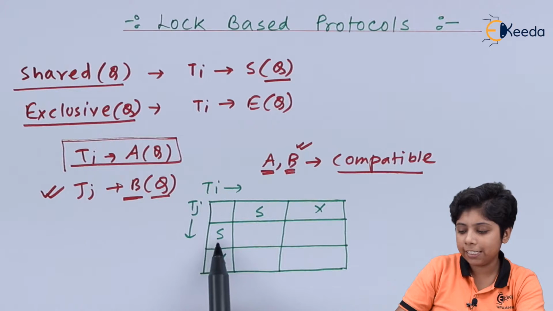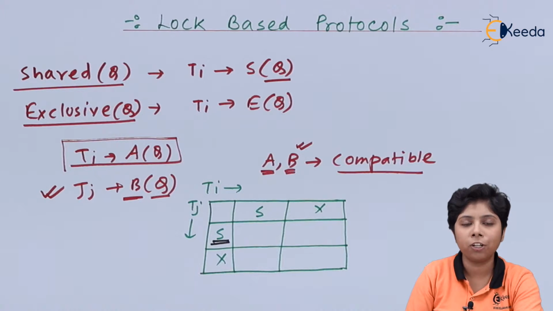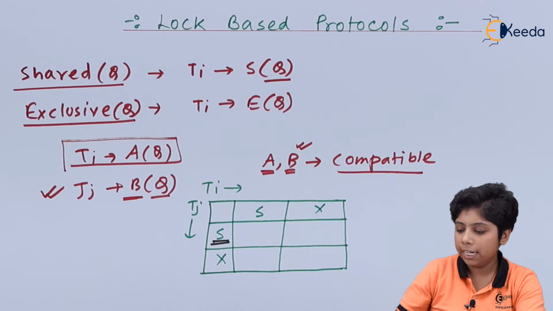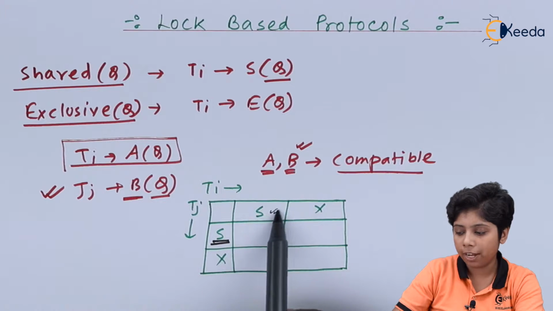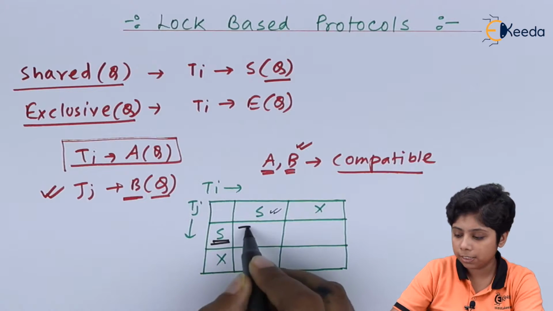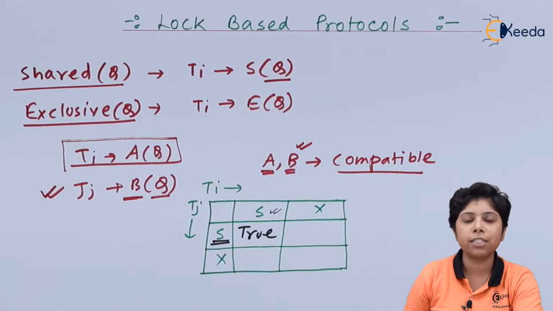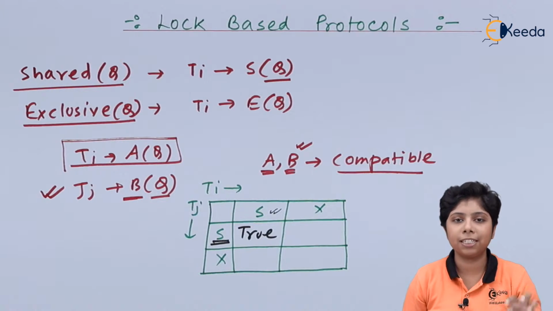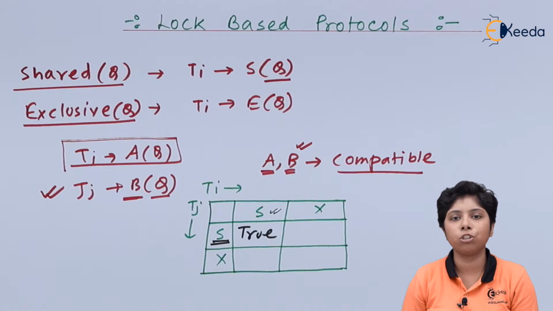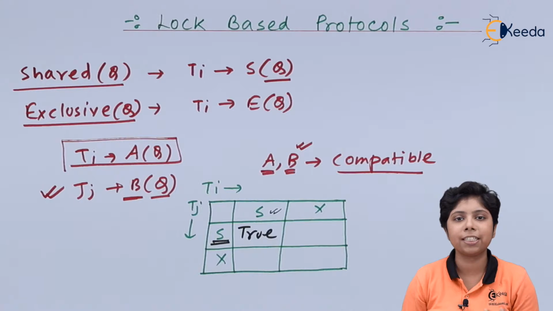Now Tj has a shared mode lock on a particular data item Q. If Ti also requests a shared mode lock, then that is compatible, because it is possible that on a particular data item, one transaction is reading the item and another transaction wants to read that data item. We can grant the lock because the concurrency control manager sees no problem in having concurrent transactions in read mode on a single data item.